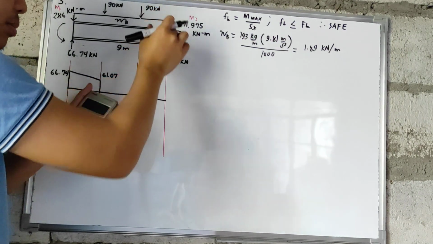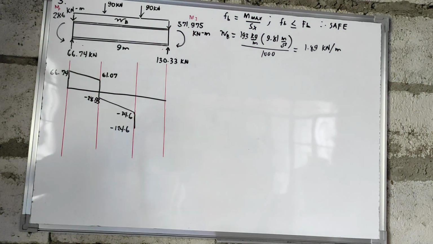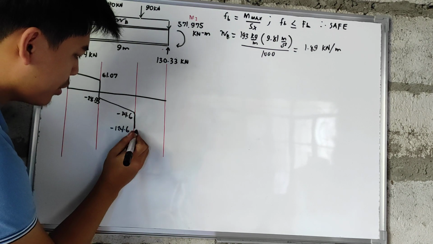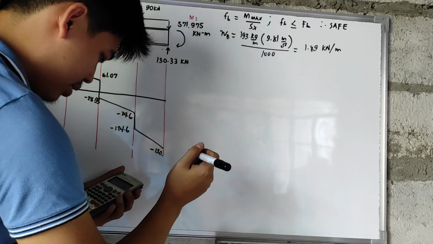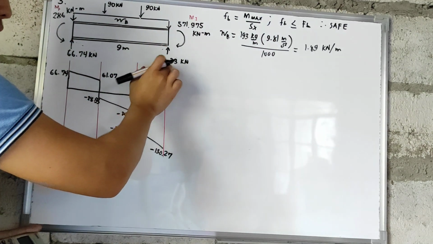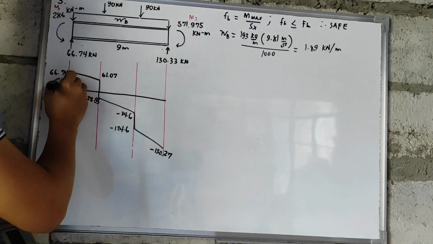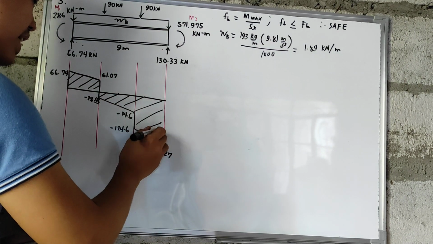Makikita ang uniform load minus 1.89 times 3. So, that will become 130, negative 130.27. Tapos, meron tayong upward na 130.33 kaya mag-zero. This will become our shear diagram.